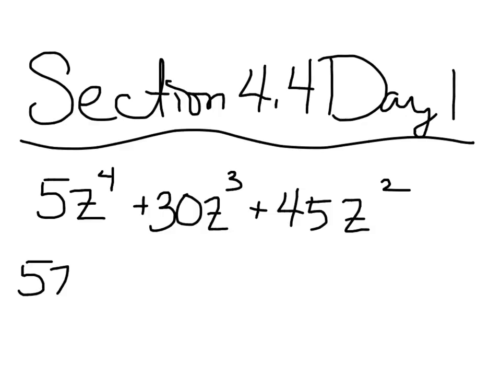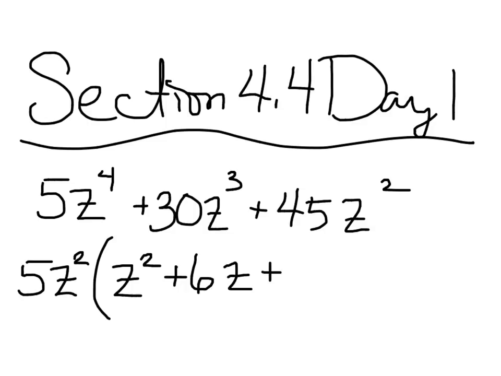So if I take out 5z squared, what times 5z squared would give me 5z to the fourth? Just z squared, because I've already taken the 5 out. What times 5 gives me 30? 6. And if I need 3 z's and I have 2 z's already, how many would I need more? 1. What times 5 gives me 45? 9. And if I already have z squared and I need z squared, do I need any more z's? No. So therefore, that's factored so far.